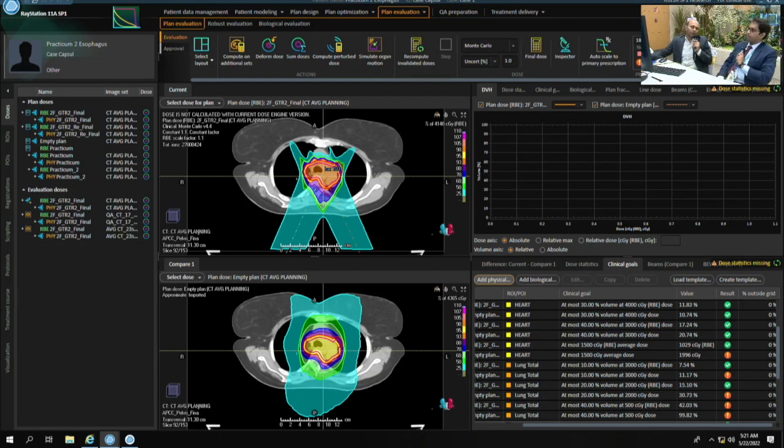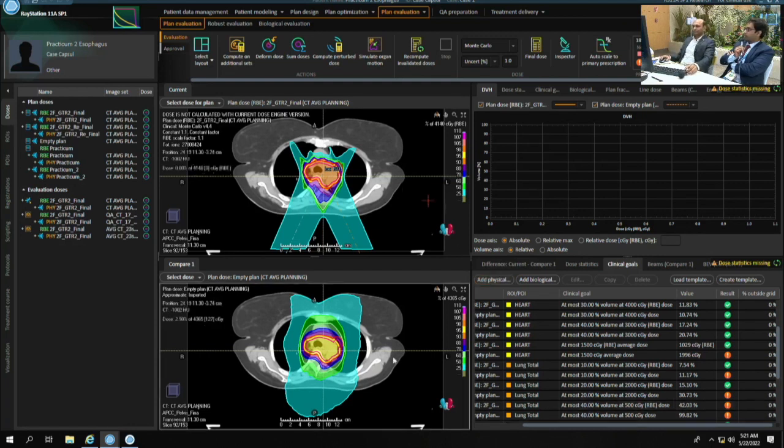We generally go for 2 posterior oblique beams, and it is more than enough, and people follow this beam arrangement for esophagus cancer. Here, in the tomo plan, the average dose is like 20 gray, whereas in the heart it is 10 gray.